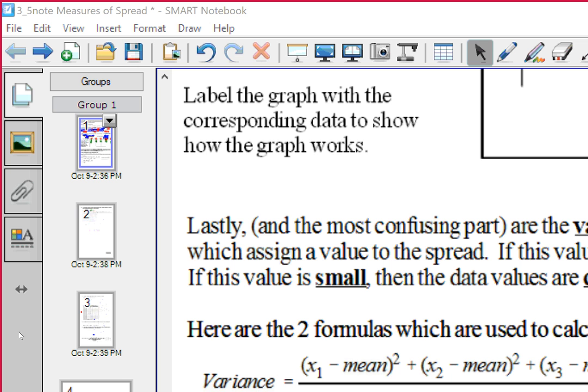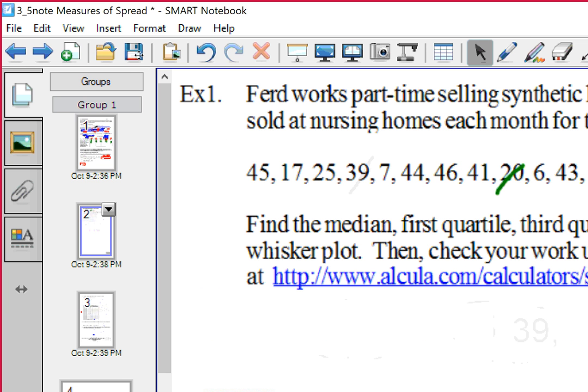All right, and now with the variance, we're going to talk about something new. So here's this dude. His name's Ferd. He works part-time selling synthetic hairballs for ceramic cats. He recorded a number of hairballs sold at nursing homes each month for the last 12 months.